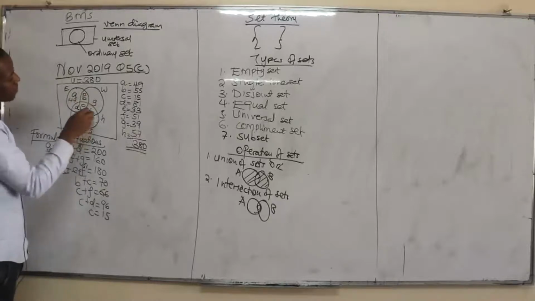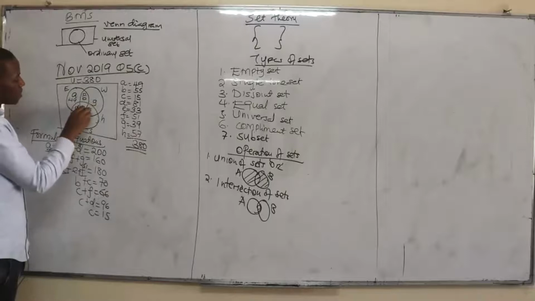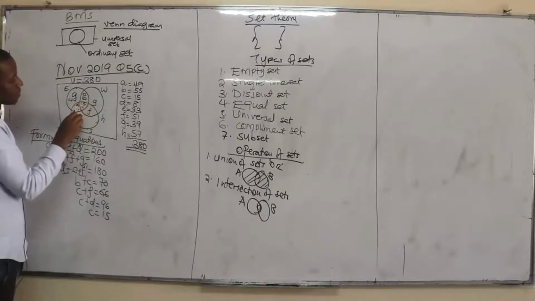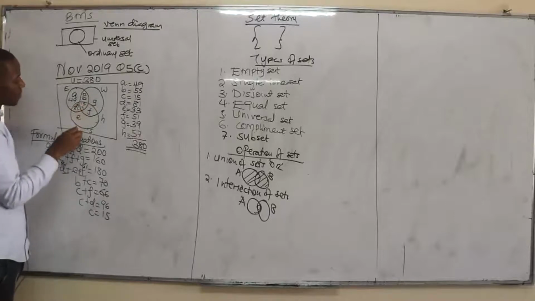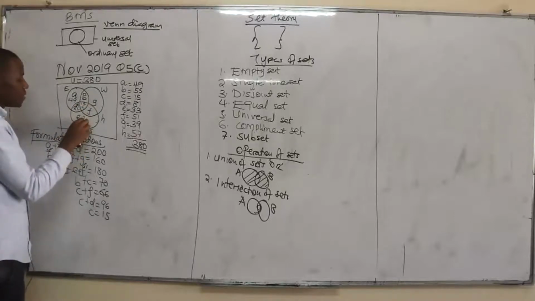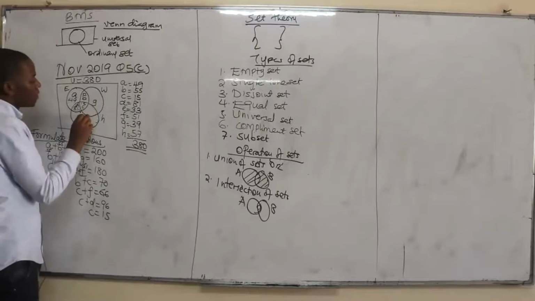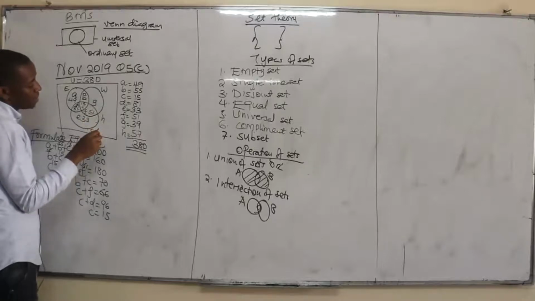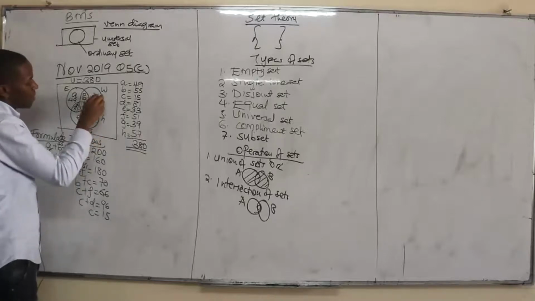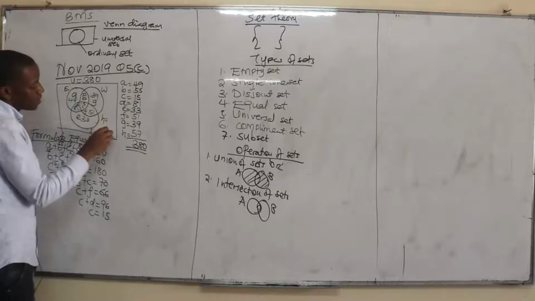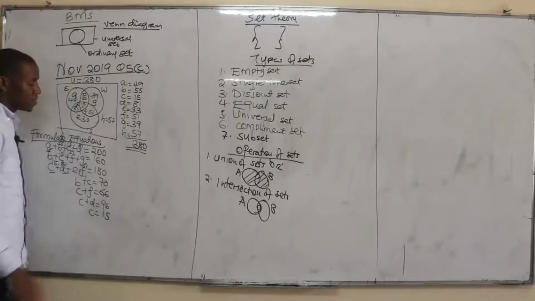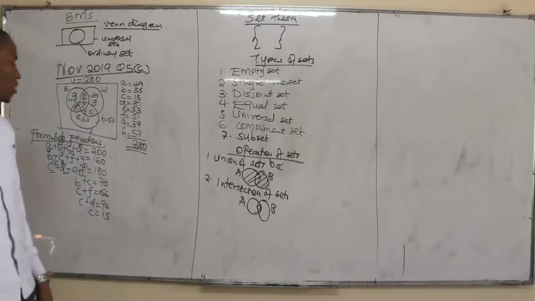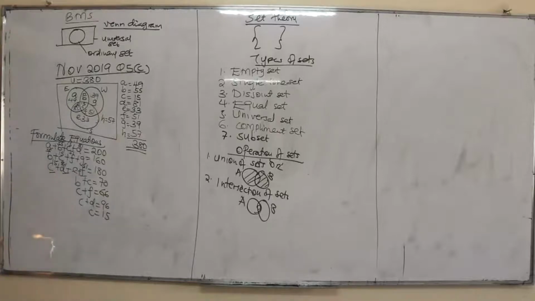For B in this case is 55. You fill them in. C in this case is how much? 15. D in this case is how much? 81. E we know is 33. F we know is how much? F is 51. And G is 39. And the H in this case is 57. And that is how you draw a Venn diagram.